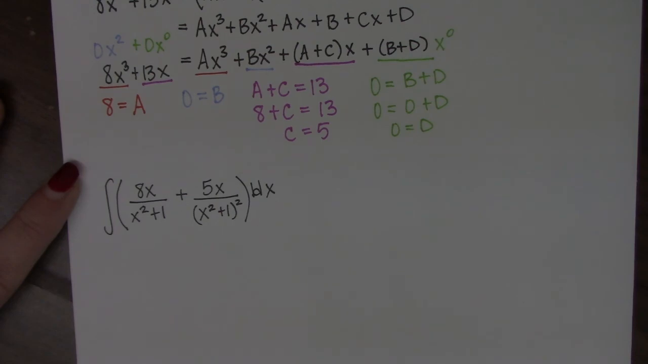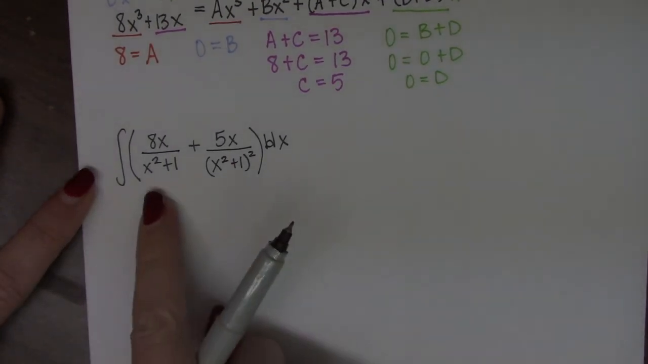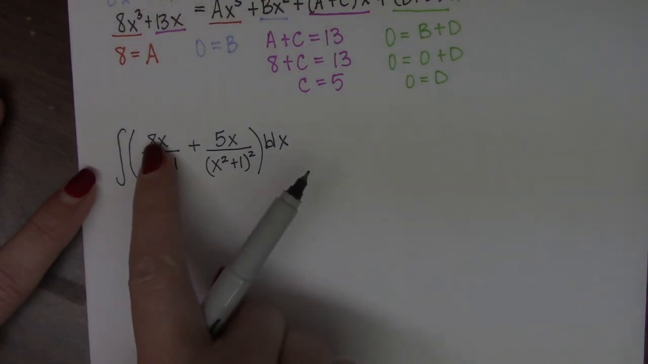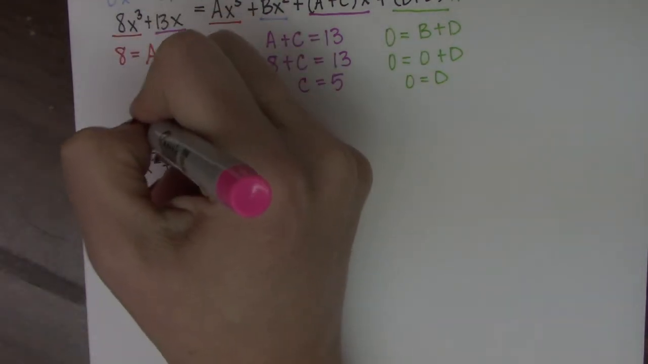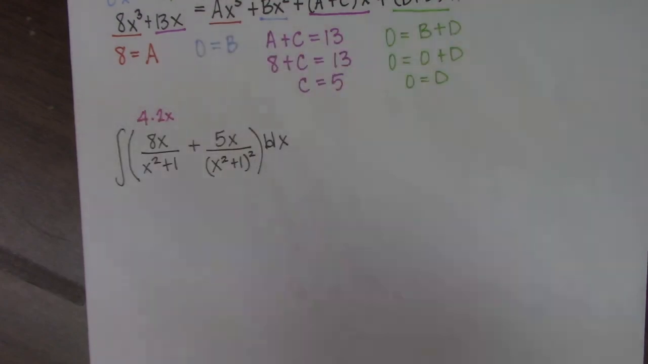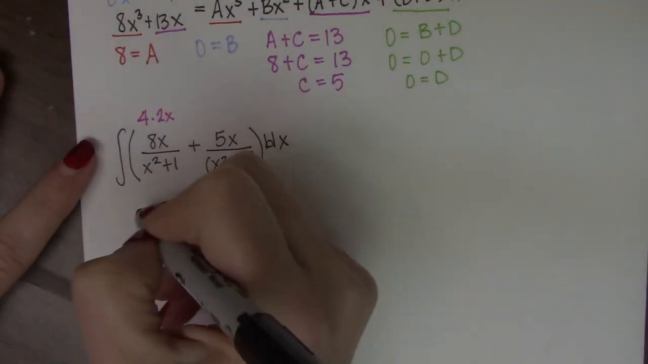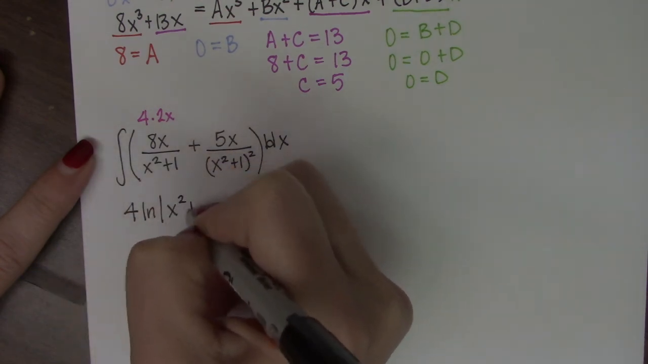So what we can do now, the first one can be done straight up with a u substitution. So this will become our u. Our du is 2x. So what I can do here is take 2x out of here. So this is really 4 times 2x.